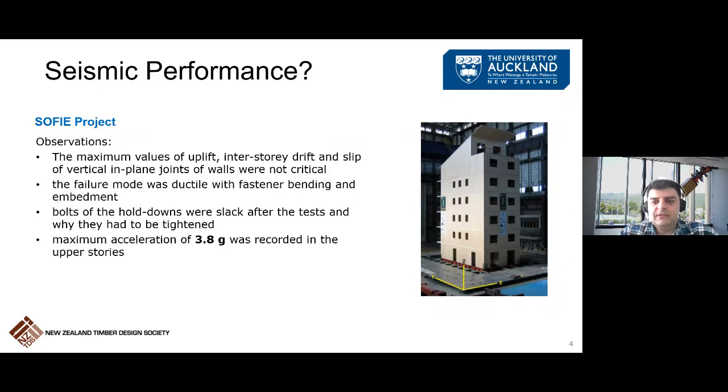The observation from this test was that the maximum values of uplift, interstory drift, or slip of vertical in-plane joints of wall were not critical, so generally a good performance. Failure mode was ductile with fastener bending and embedment, which is also good. But there was slackness in the hold-downs and bolts, and surprisingly, a very high acceleration at the top, around 4G.